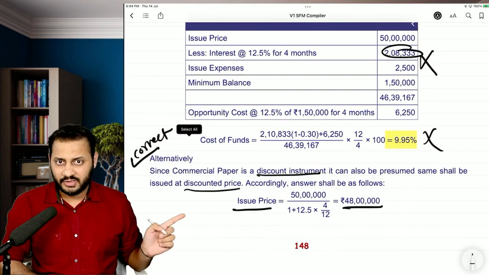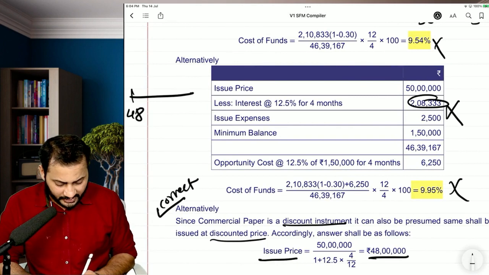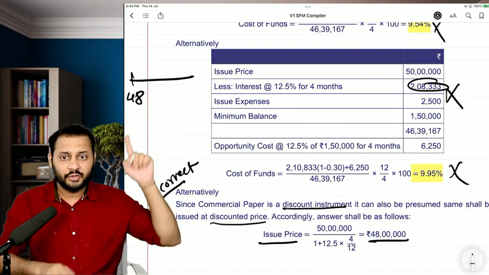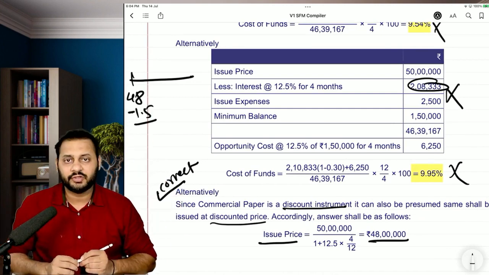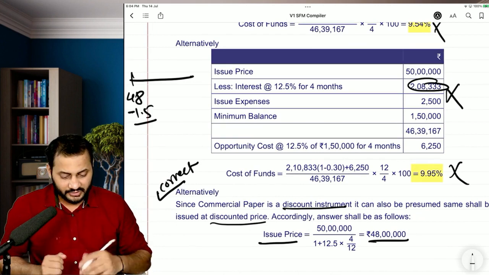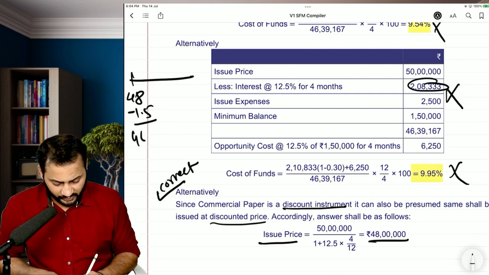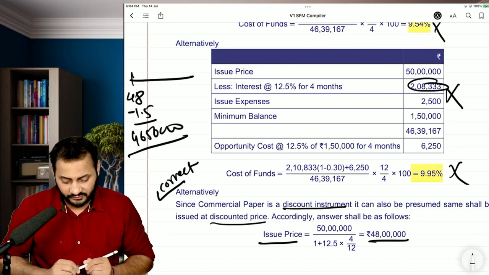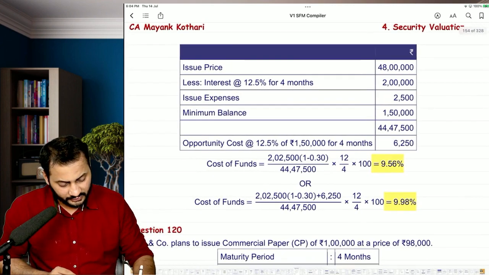So first of all, 48 lakh rupees is the issue price. Imagine the process. In the beginning, you received 48 lakh rupees, right? Then what will happen over a period? You cannot use 1.5 lakhs out of it. Can you? No, sir. We cannot use 1.5 lakhs. So what is the balance left with you? 48 lakhs minus 1,50,000. So 46 lakhs 50,000 is the only amount that you can use. Now have a look at this. This is the correct answer.